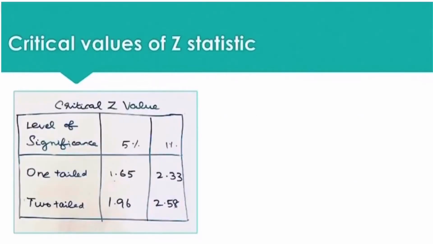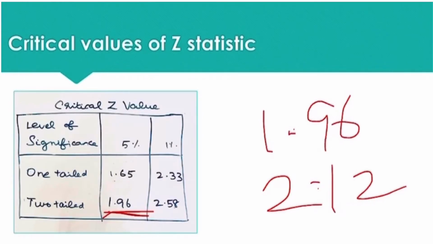Here you can see the table of critical values of z statistic. Here levels of significance are given, for one-tailed and two-tailed tests. For a two-tailed test, for example, at 0.05 level of significance, 1.96 is the table value. Now, if the calculated value is more than that, say 2.12, in that case, the null hypothesis will be rejected because the calculated value is greater than the table value.